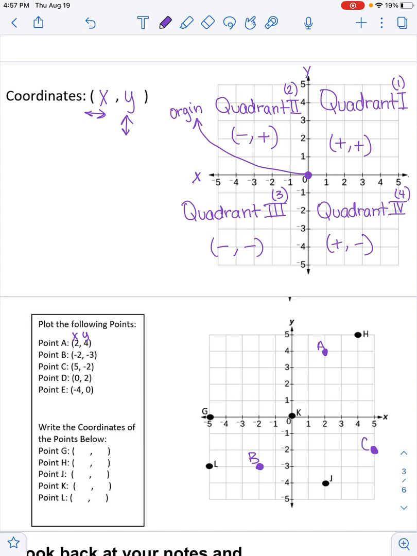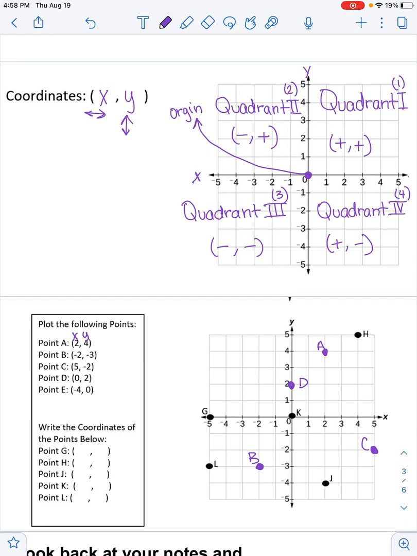And label it point C. Okay, point D is 0, 2, which means I'm not moving left or right. Okay, but I am going up 2. So that's going to be right on the y-axis. And I'm going to label it point D.